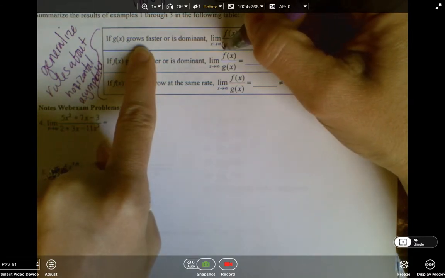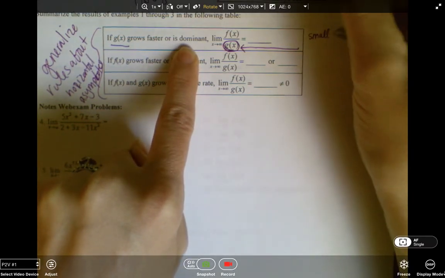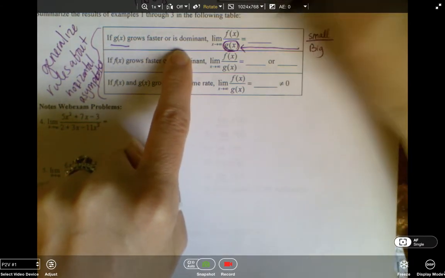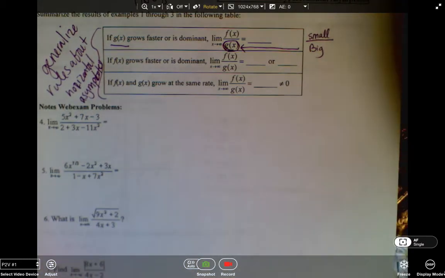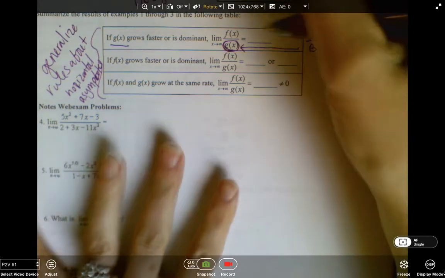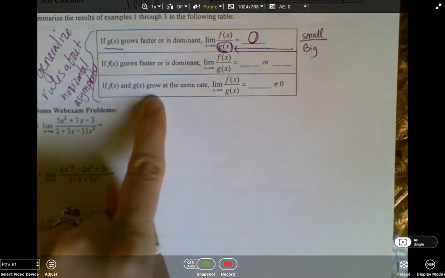Possibility A is that g of x, which is the denominator, the bottom, grows faster or is our dominant term. So if I have something on the top that's small over something big, if this is our dominant term, this big term is going to pull it down until it's worth nothing. So we're going to look at a couple examples here in a minute, but for now, it's going to pull it to 0.